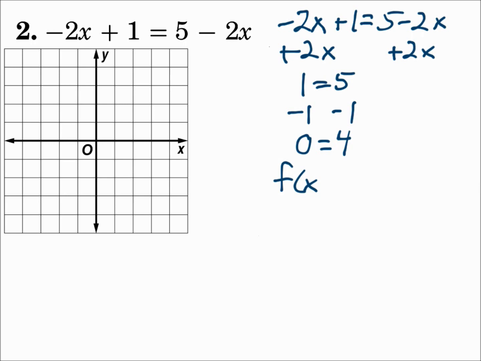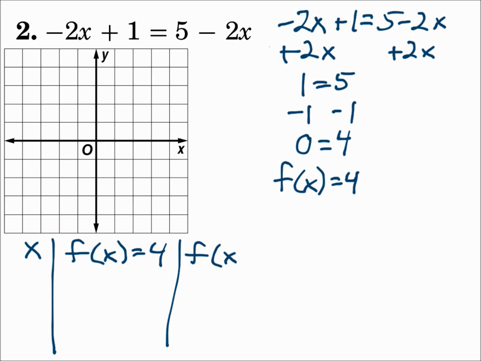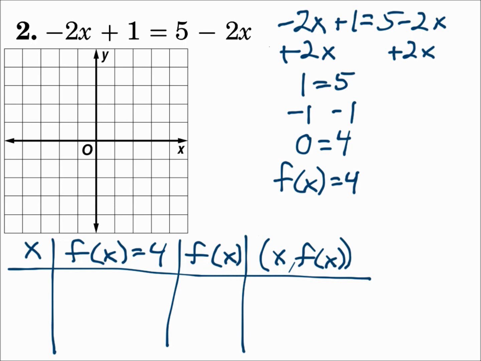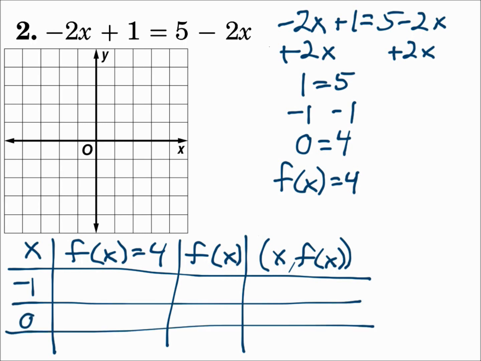That's what f of x is. So f of x equals 4. Make your table. X, f of x equals 4, f of x, and then the ordered pair, x comma f of x. Remember my x values are -1, 0, and 1. And now I'll substitute each of those in.